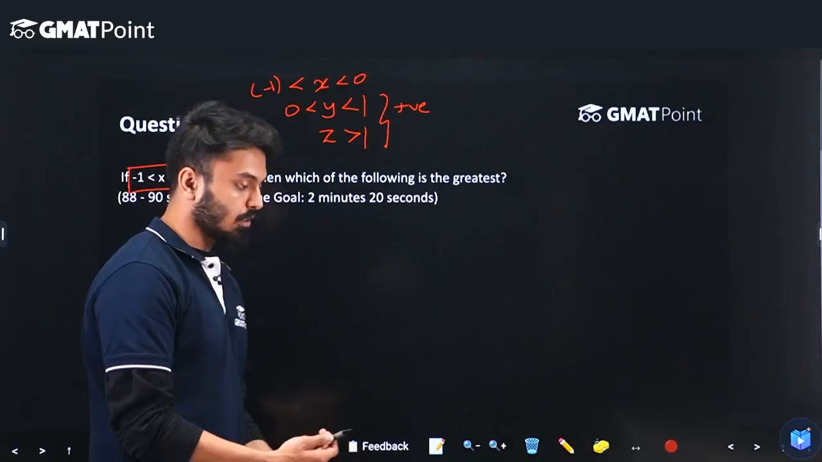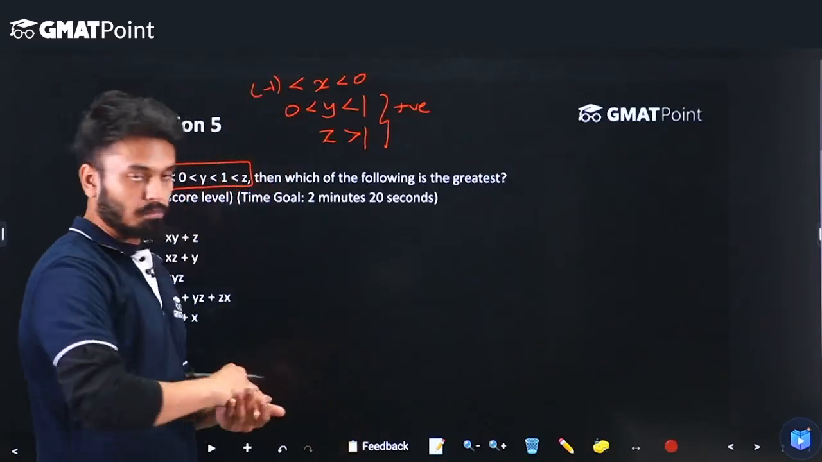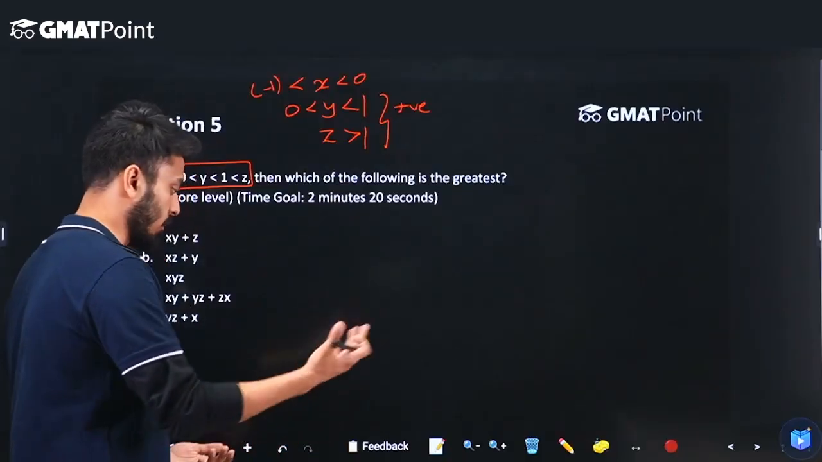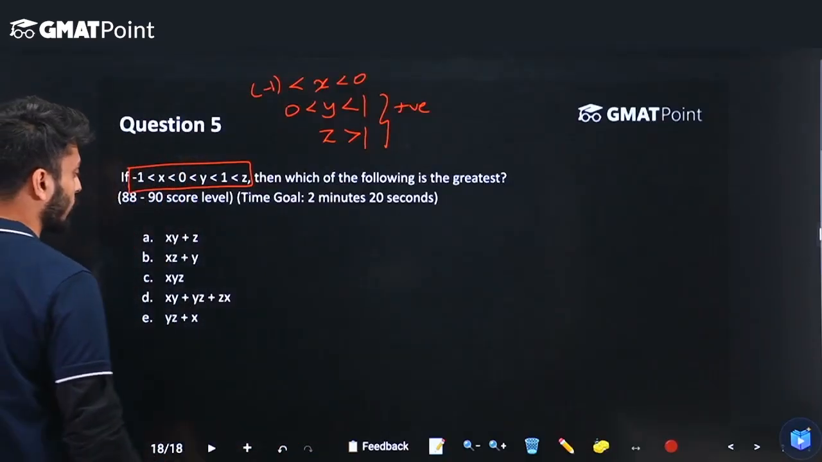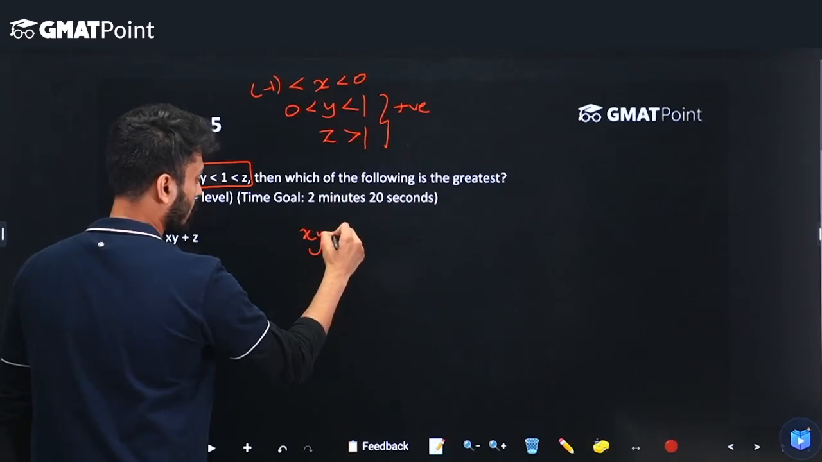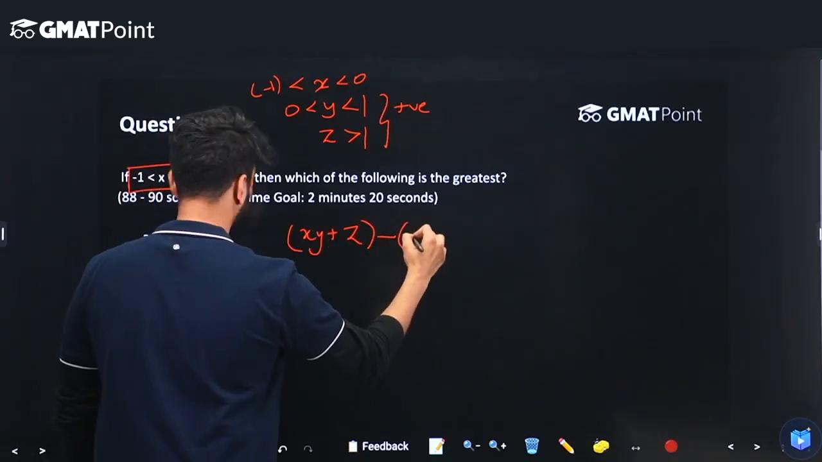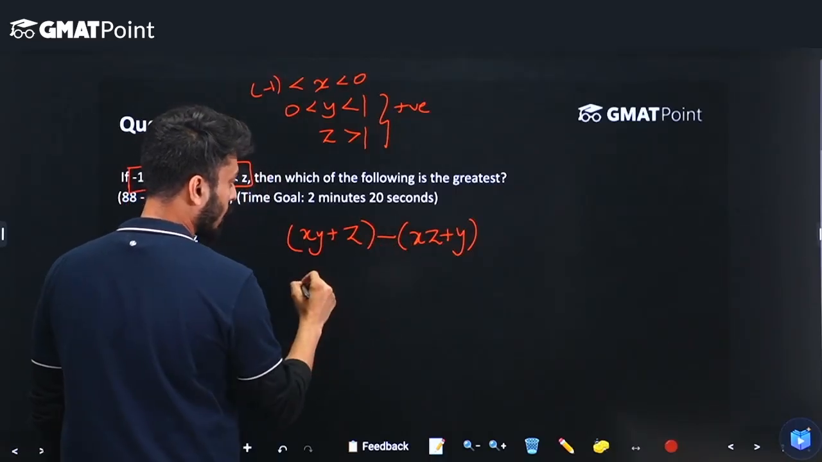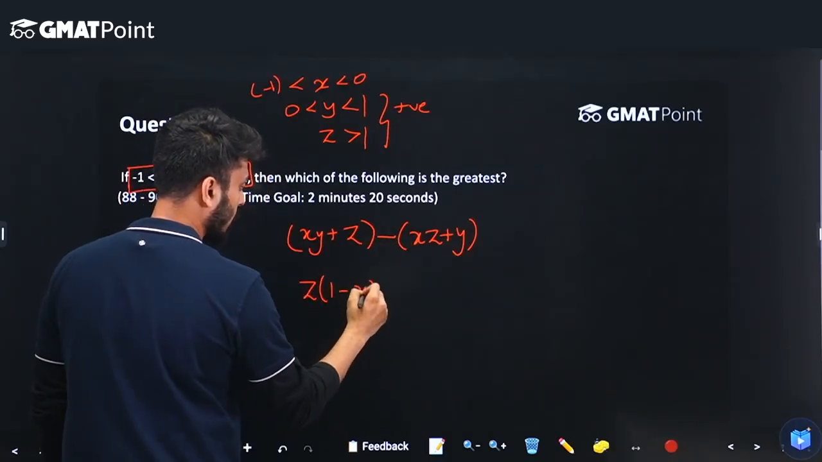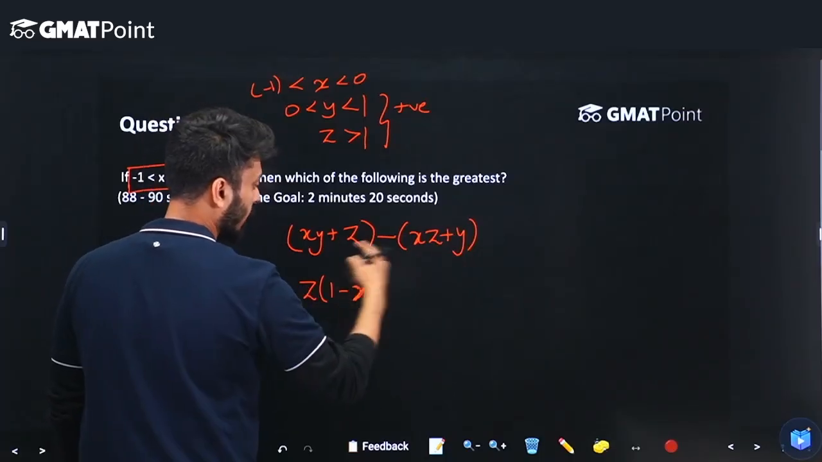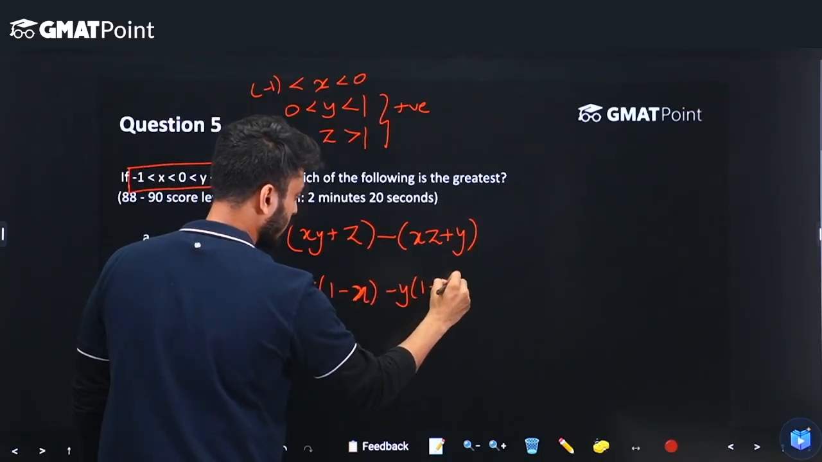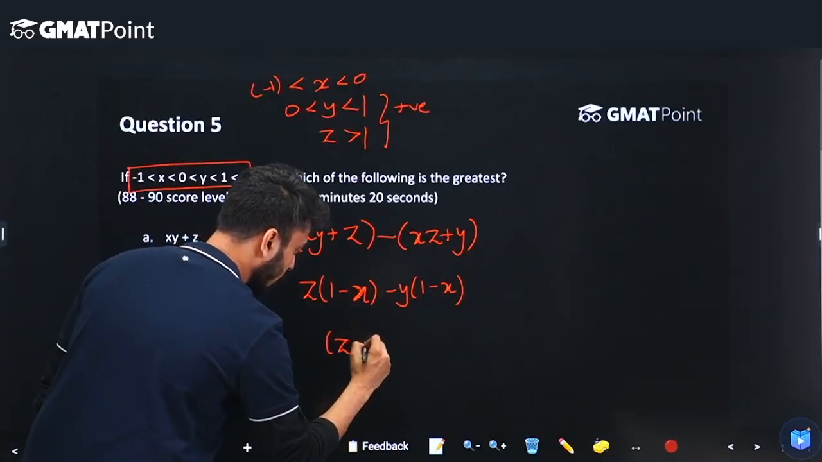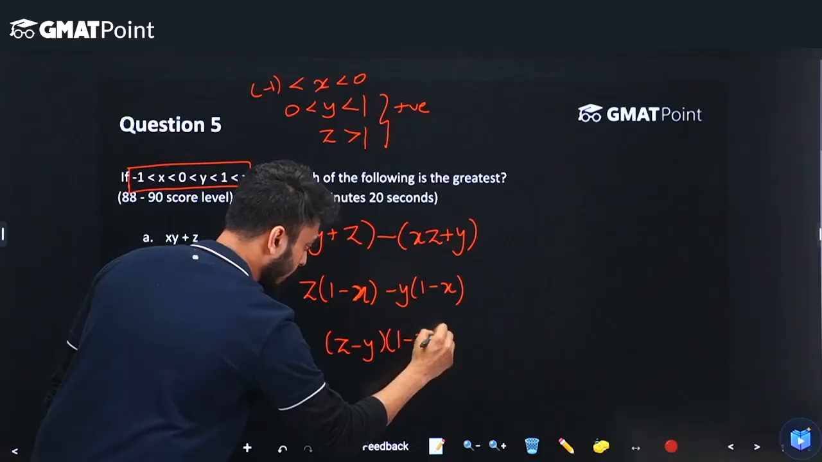Whenever you have to test options for which one of them is the greatest, you simply subtract one from the other. You check whether the difference is positive or negative, and you make your conclusion. So we'll subtract option B from option A. We have xy plus z minus xz plus y. If I take z common from these two, I would be left with z times 1 minus x. And if I take minus y common from these two, I would be left with this. I can now take my 1 minus x out of these two, and I would be left with z minus y times 1 minus x.